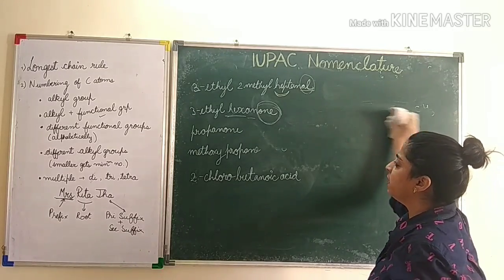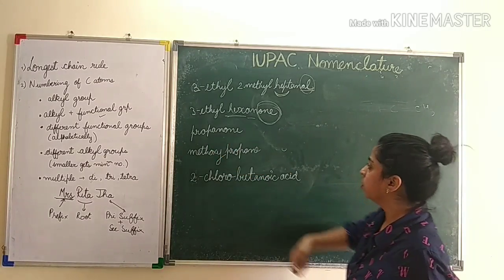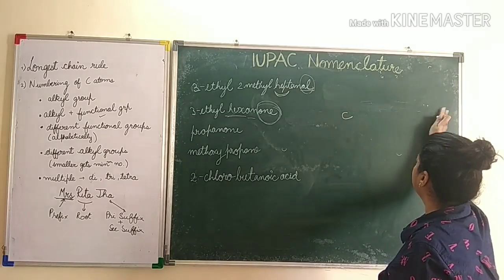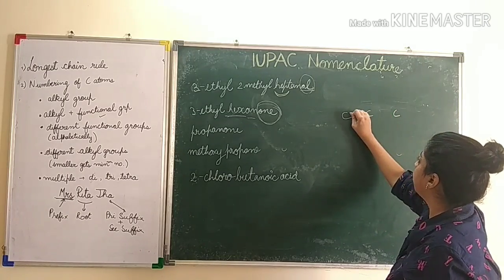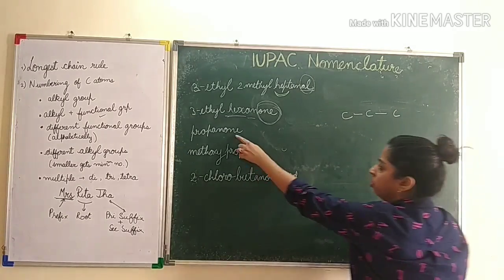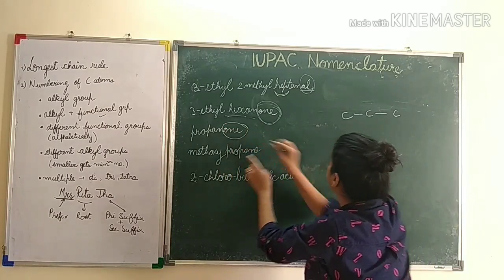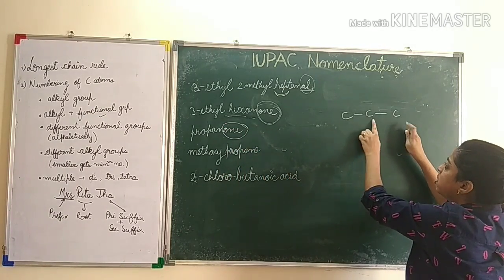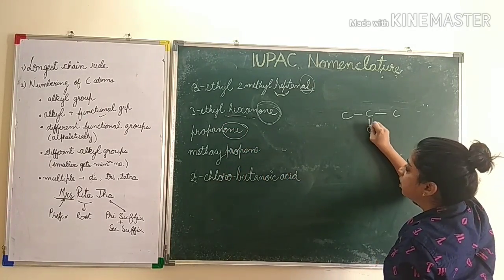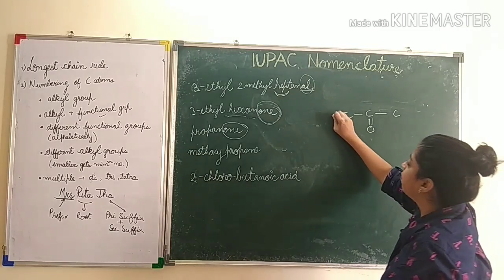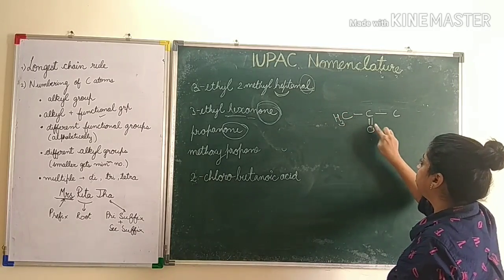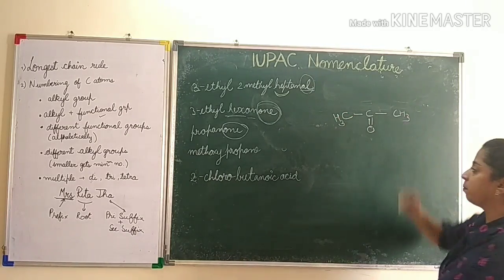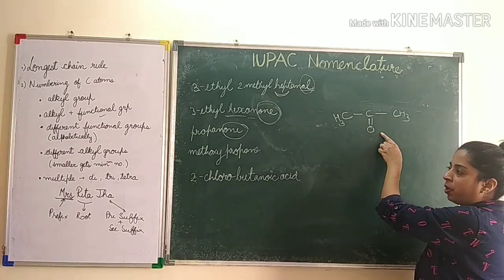Our next one is propanone. So you know prop, 1, 2, 3. Okay. "One" means ketone. So ketone cannot be coming at terminal. So it will come in between. So this is propanone. Valencies satisfy कीजिए. Okay. Right. So this is propanone.